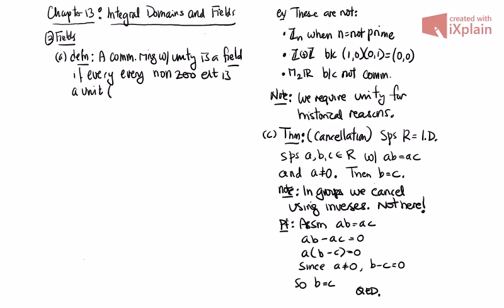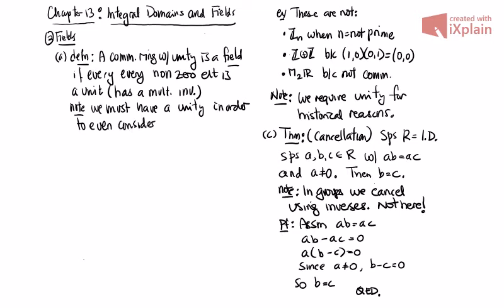Remember, that means has a multiplicative inverse. Note that we have to have a unity here to even talk about the multiplicative inverse. So a little note here: this is the reason why this has a unity. We must have a unity in order to even consider units. That's why, for example, let's do a few yes and no.